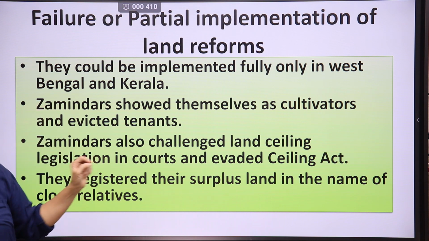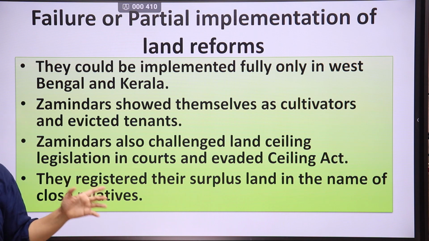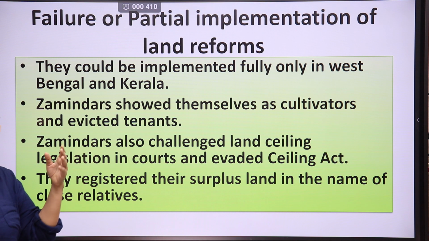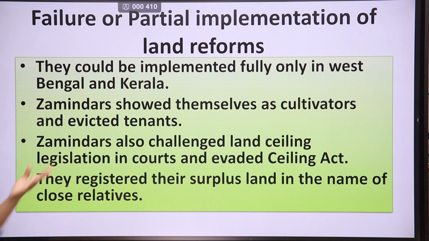They challenged those acts in the judiciary, and as you know, in India, the judiciary is most powerful. They just filed court cases and evaded the Sealing Act. Then they registered their surplus land in the name of close relatives.